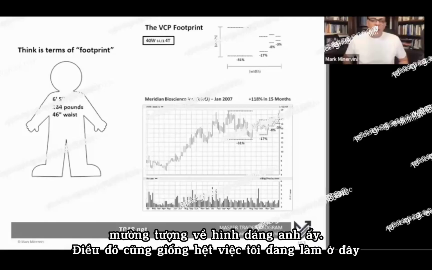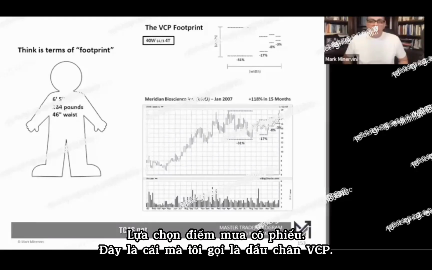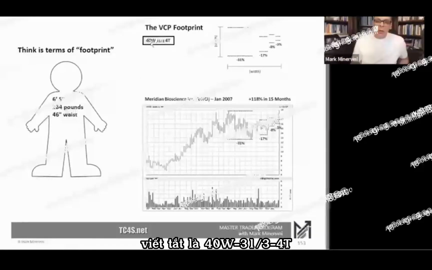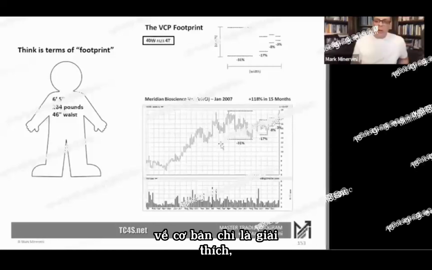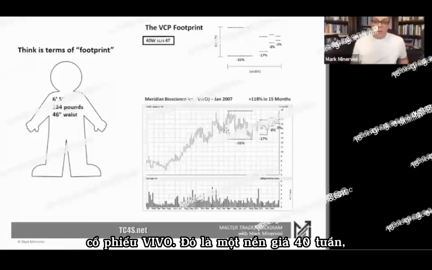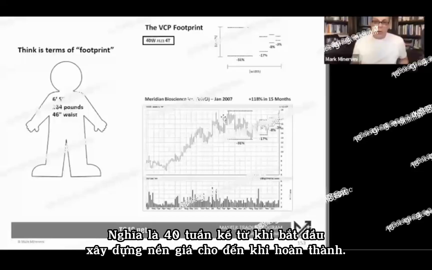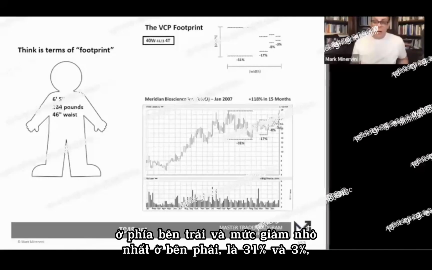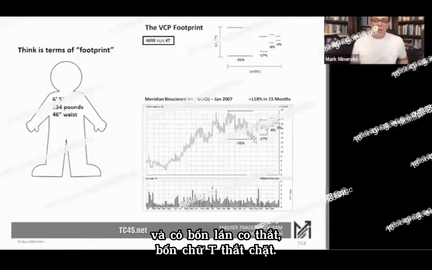Well, that's the same thing with this, where you're sort of at your starting point, and this is what I call the VCP footprint. So this little acronym, if you will, or abbreviation, where it's 40W, 31 by 3, 4T, that's basically just explaining what this VCP footprint is for this stock right here, this VIVO. So what that means is it's a 40-week base. So it's 40 weeks from the start of the base to the completion. And the largest, 31 by 3, is the largest decline on the left side and the tightest to the right, 31% and 3%. And there are 4 contractions, 4 T's, 4 tightenings.